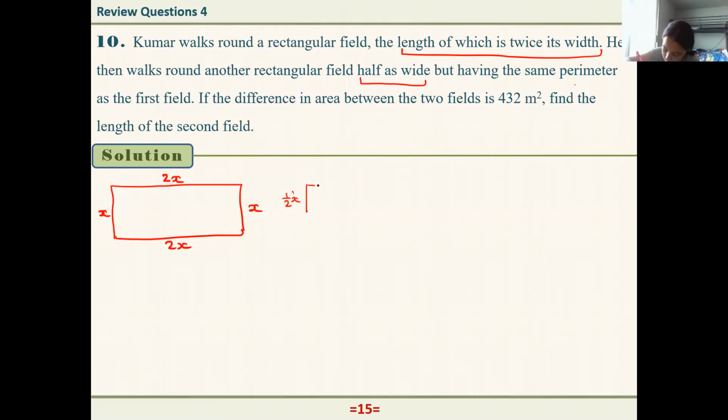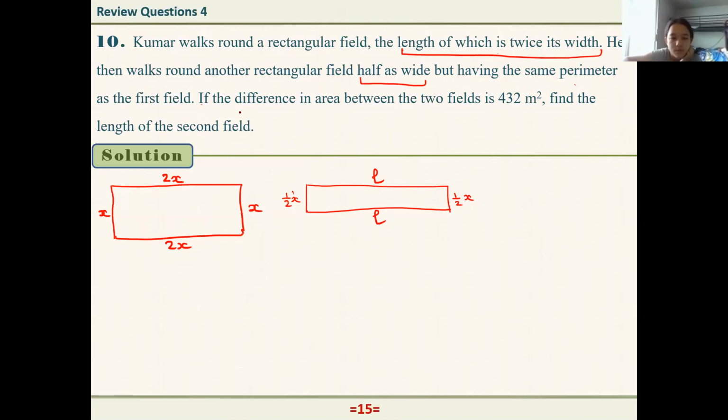Okay, that's also rectangular, but what's the length? We don't know. It is something like this. And also this width is 1 over 2 x. And how about the length? I don't know. Let's say the length is L. All right. Now the next part of the question.